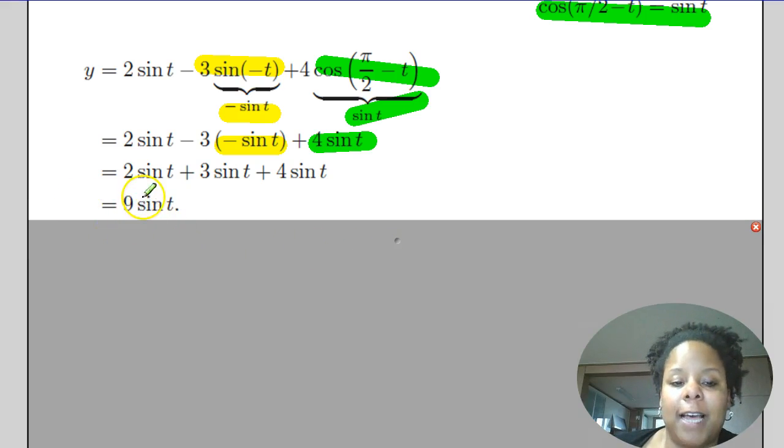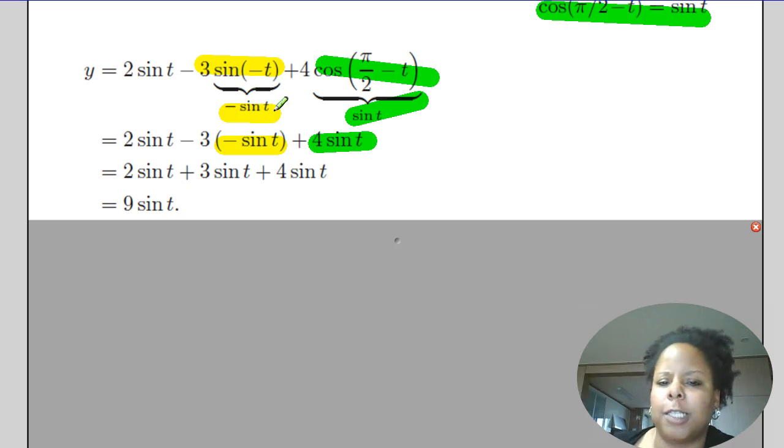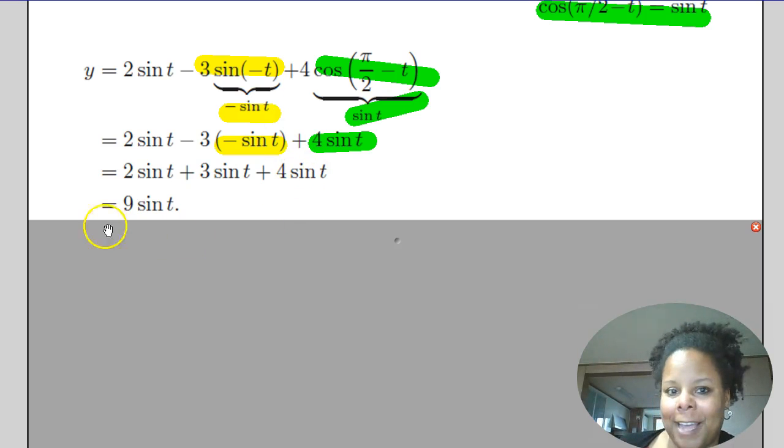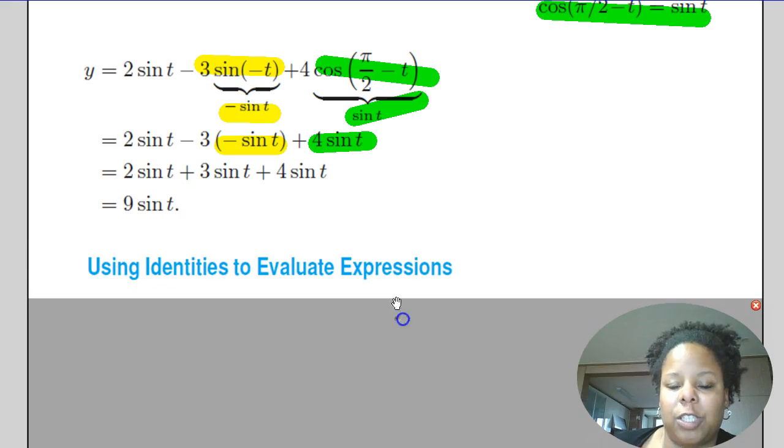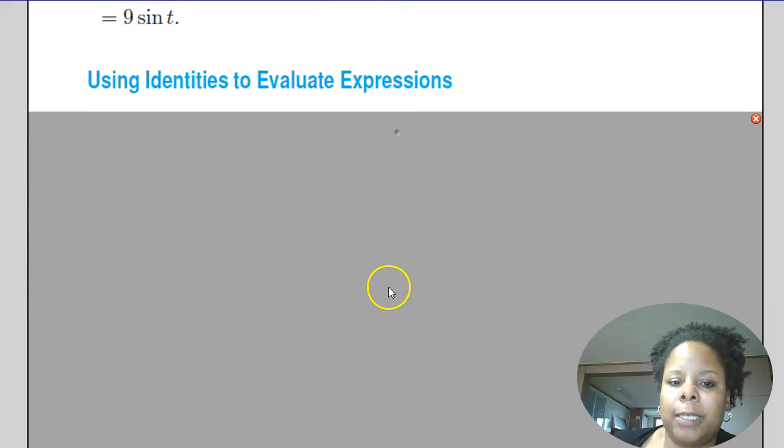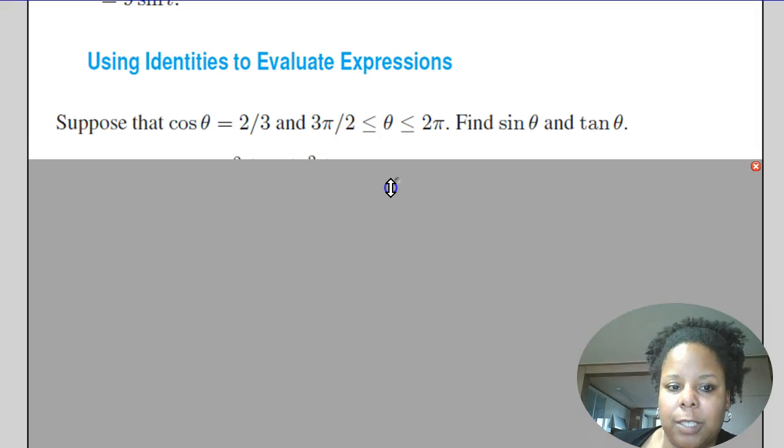And the graph of 9 sine t is so much easier to graph than the graph of 2 sine t minus 3 sine of negative t plus 4 cosine of pi over 2 minus t. Okay? So again, identities are helpful in helping us simplify expressions. They're also helpful in helping us evaluate expressions.